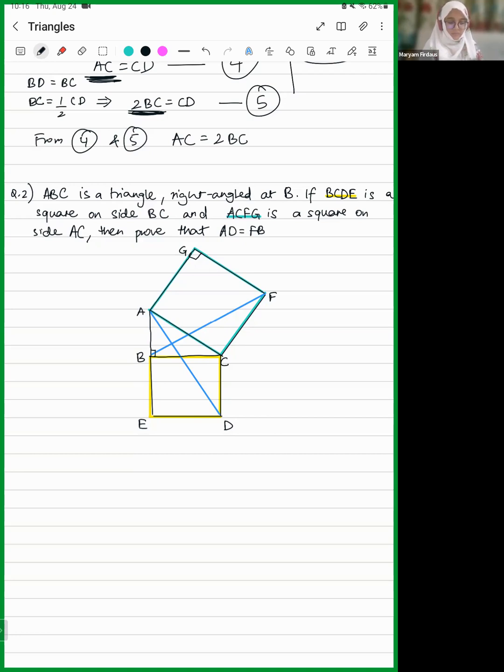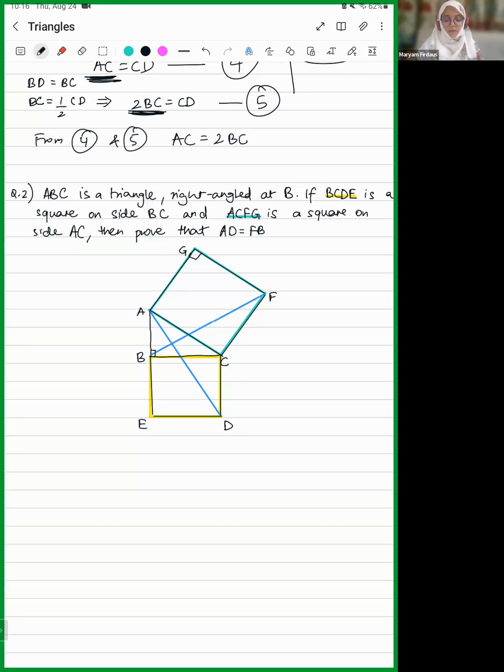Ma'am, should we show that both of these squares are congruent? You don't have to show squares are congruent because you haven't studied about the congruency of squares yet. Okay, ma'am.